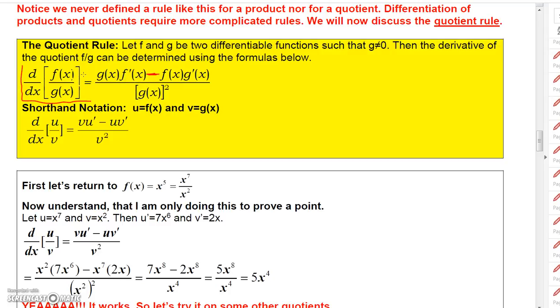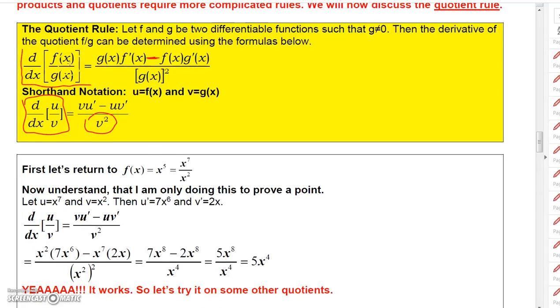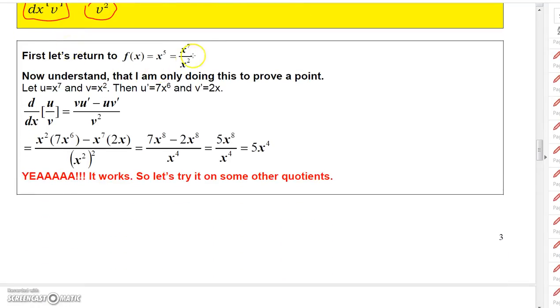Now, the shorthand notation for this is that if you want to find the derivative of the function u over v, it's just v times u prime minus u times v prime all over v squared. Don't forget the denominator v squared. Now, let's see if this works on our problem. I'm going to treat x to the seventh as u, and x squared as v. So u prime would be 7x to the sixth, and v prime would be 2x.